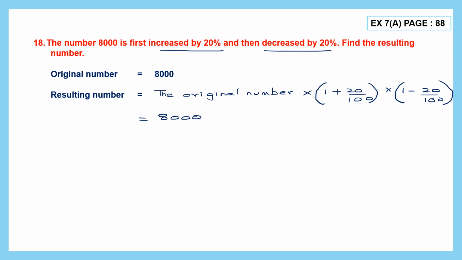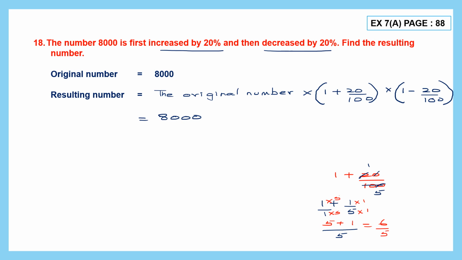Now let's work this out. 1 plus 20 by 100. Here I can cancel the two zeros and I can cancel 2 and 10. 2 ones are 2, 2 fives are 10. So what do I have? 1 plus 1 by 5. So this is addition of fractions. We have to find the LCM. LCM is 5. So here it is 1 into 5, so multiply this also by 5, you get 5, plus 5 into 1. So 1 into 1 is 1. So here we get 6 by 5.